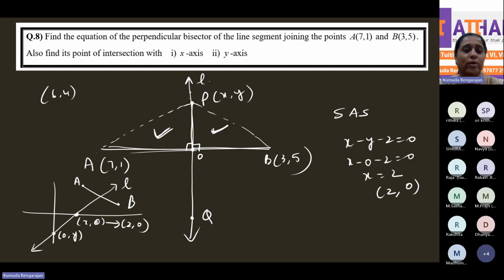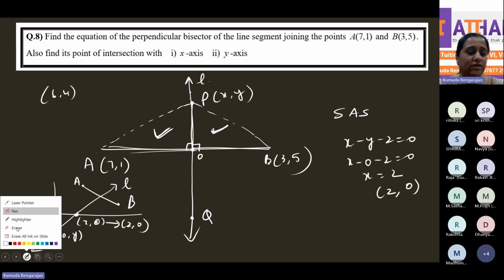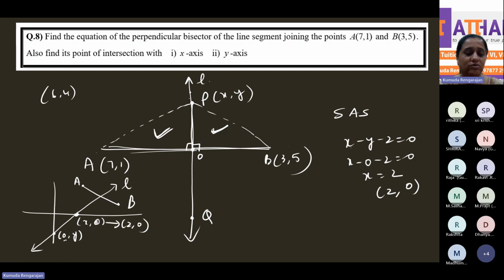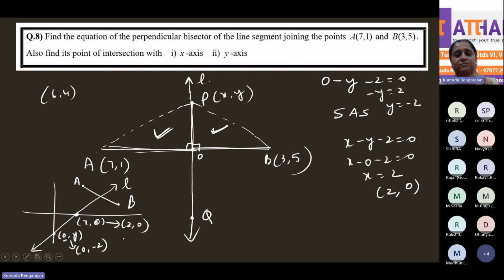Now you also want to find where it meets the y-axis. For that you have to take x as 0 and find the corresponding value of y. So when x is 0, 0 minus y minus 2 equals 0. So minus y is equal to 2, or y is equal to minus 2. The address is of the form (0, y). So (0, minus 2). The line L intersects the y-axis at the point (0, minus 2).